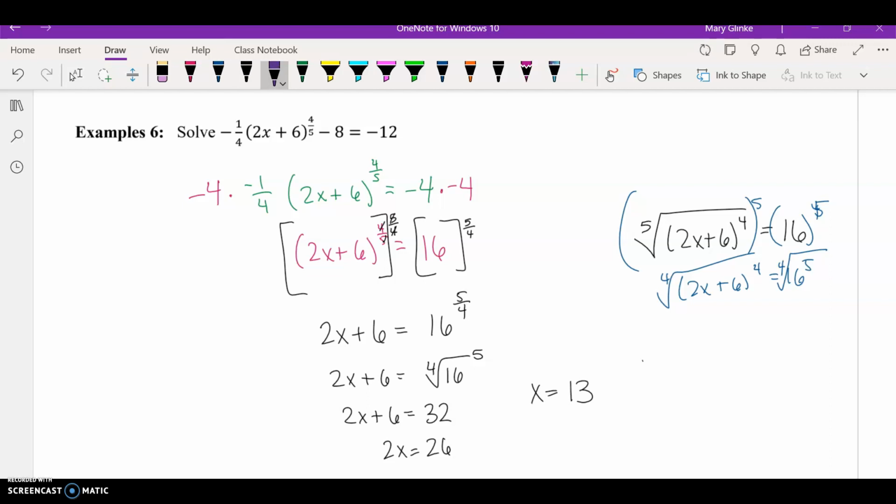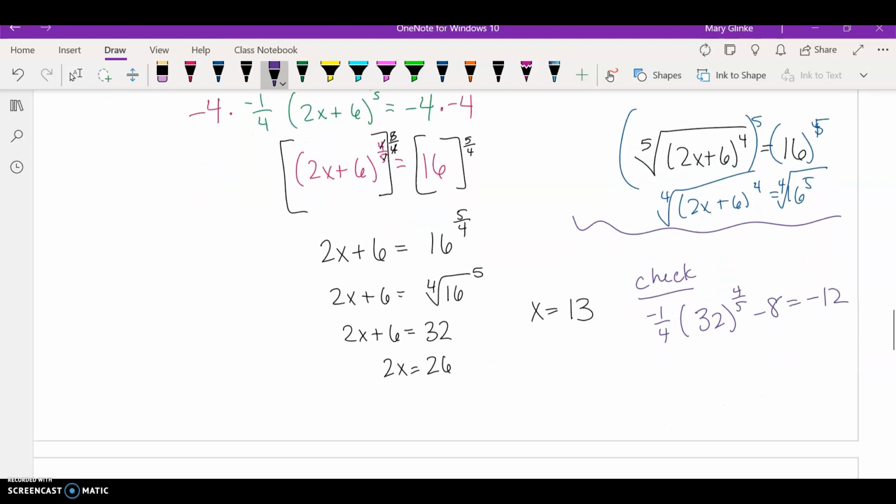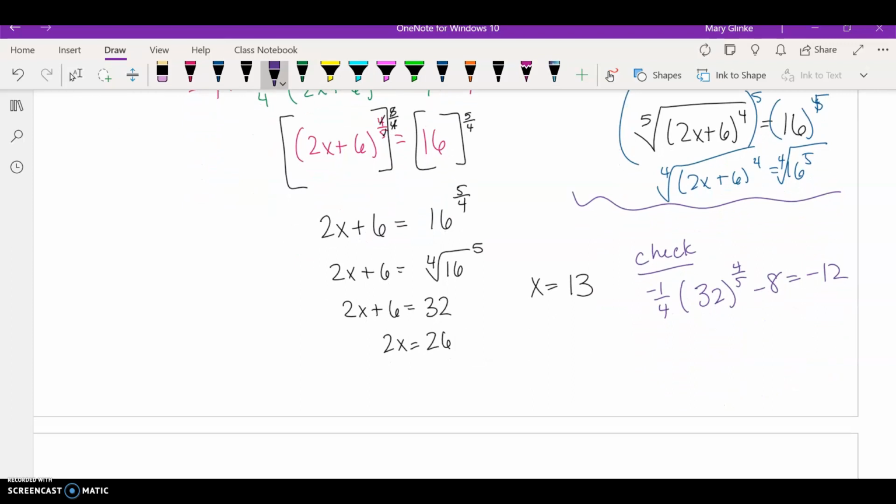Now, once again, we are going to go back and we're going to check our answer and just make sure that it actually works out. So negative 1/4 of 2 times 13 plus 6 ends up being 32 in there. The 5th root of 32 is 2, and 2 to the 4th power is 16. So we get negative 4 minus 8 equals negative 12. This indeed is another solution that does end up working. It is not extraneous.